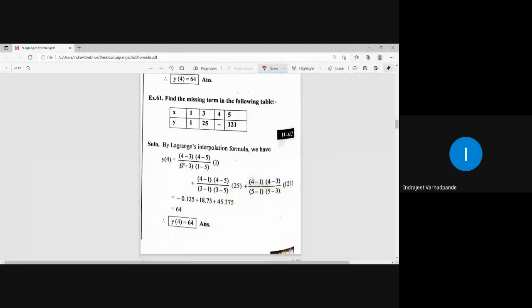The next example related to the Lagrange's interpolation formula, which is usually or mostly applied for finding out the missing term. So in this example also, we will be calculating one of the missing terms from the data which is provided. Accordingly, we will be writing down the terms from the Lagrange's interpolation formula.